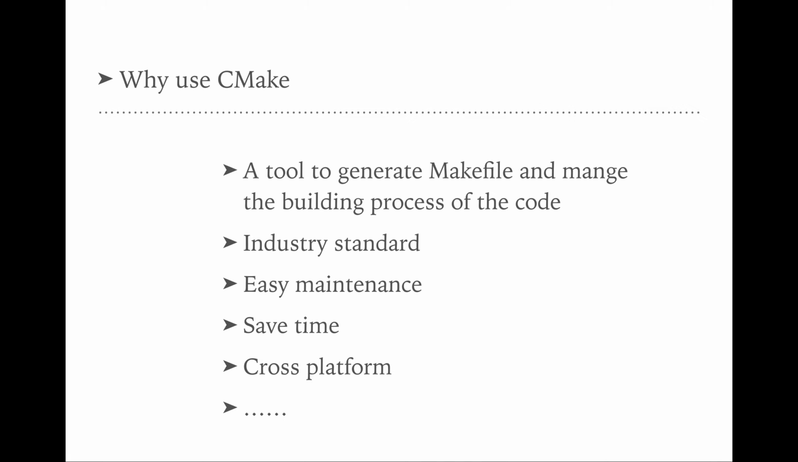So why use CMake? Basically, CMake is a tool to generate the makefile automatically and manage the process of compiling, building, and linking our project. And the most important reason is that CMake is an industry standard, basically. So other people use CMake. If you want to use code from other people or from another library, it is straightforward and easy to do it by using CMake to build our system.